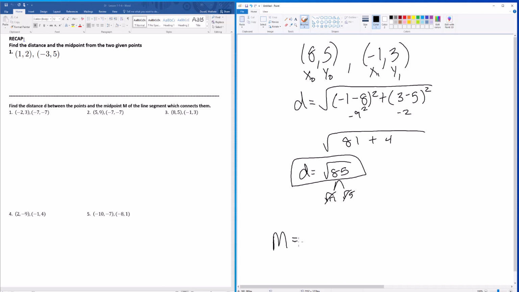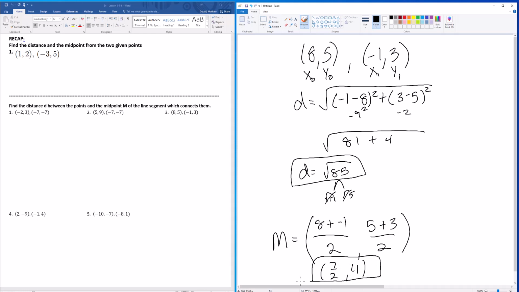So I'm going to add them together. So 8 plus -1 all over 2, and 5 plus 3 all over 2. So 8 and the -1 is 7, so I get 7 halves. And then 5 plus 3 is 8, 8 over 2 is 4. That's my answer.